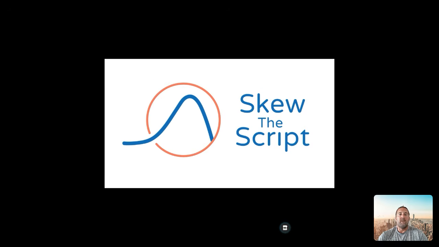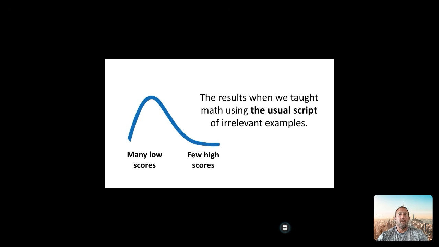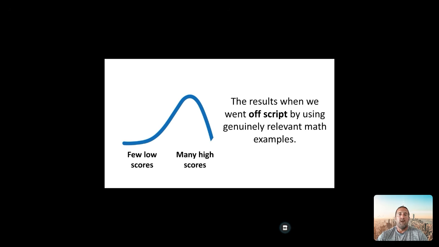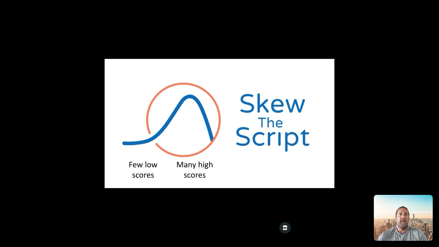Now, you may have noticed the word skew appears in the name of this organization we use, Skew the Script. This is no accident. As educators, we notice that when we use the usual script of teaching math and statistics with irrelevant examples, such as Bob having 85 watermelons, or calculating the mean lifetime of batteries, student scores look like this, a right skew. Many low scores on the left and only a few high scores on the right. However, when we went off script and used math and statistics to explore genuinely relevant concepts, students engaged much better and became left skew. Very few low scores on the left and high scores on the right.